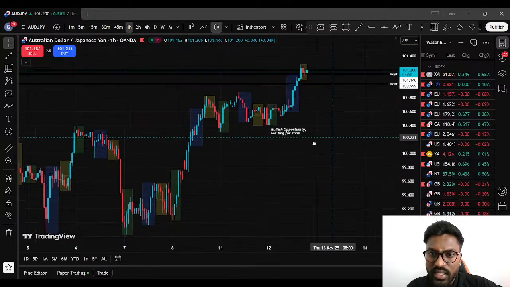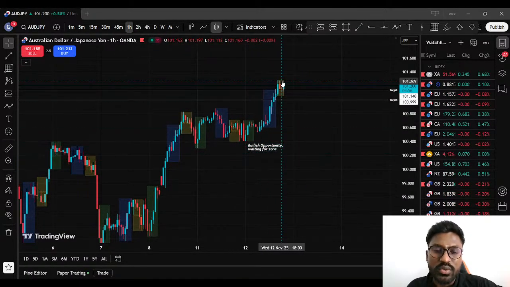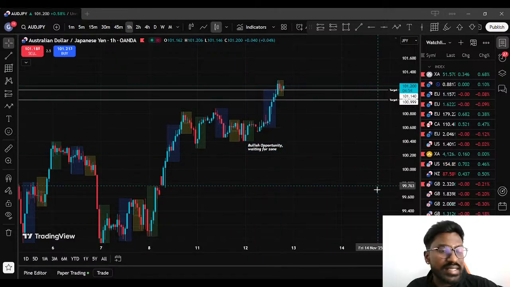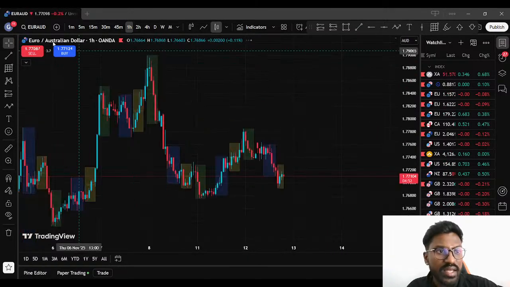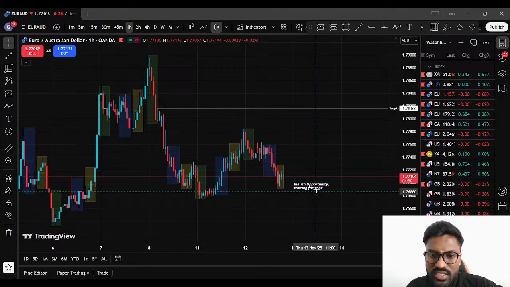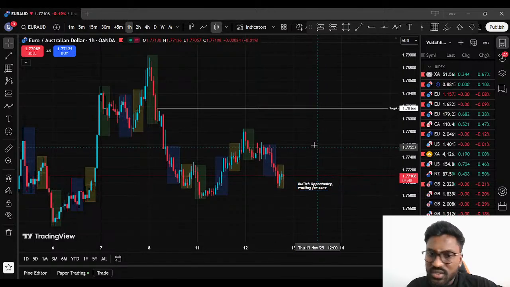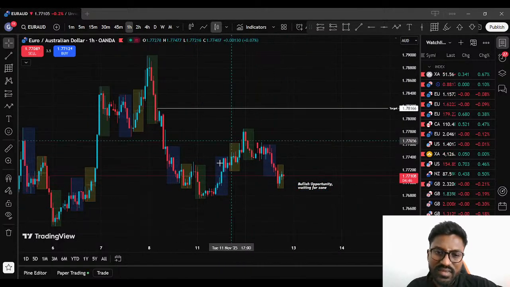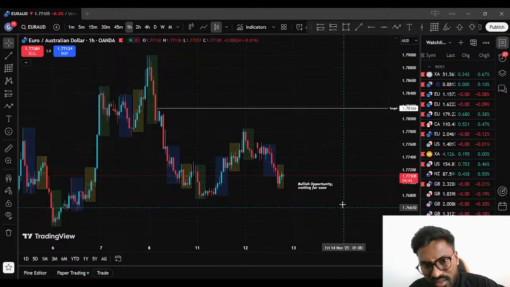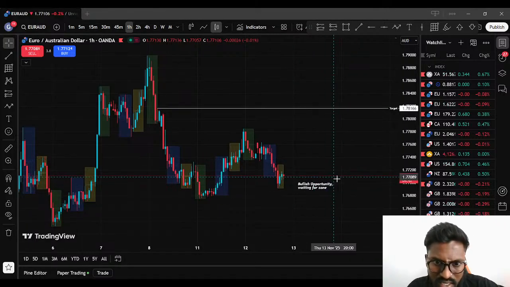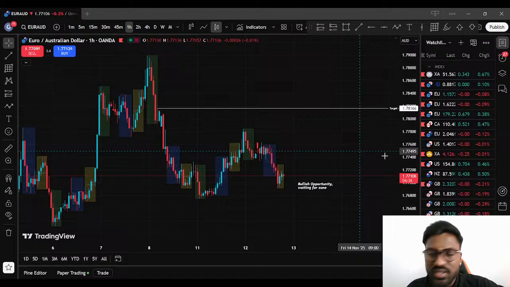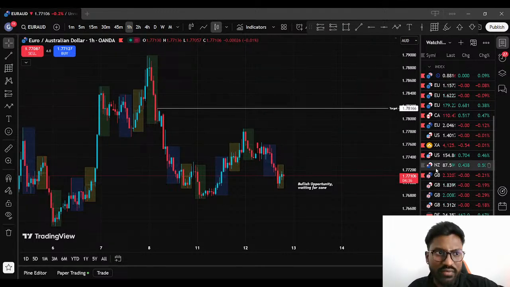AUD/JPY. Okay, yesterday we highlighted this bullish opportunity. Price went and took out both of the targets, another successful trade. Euro AUD, this one is a bullish opportunity, waiting for a zone. Nothing much now, we are just around this level. I'm still waiting for a zone. I don't see a zone yet, traders, so nothing much as of now for Euro AUD.